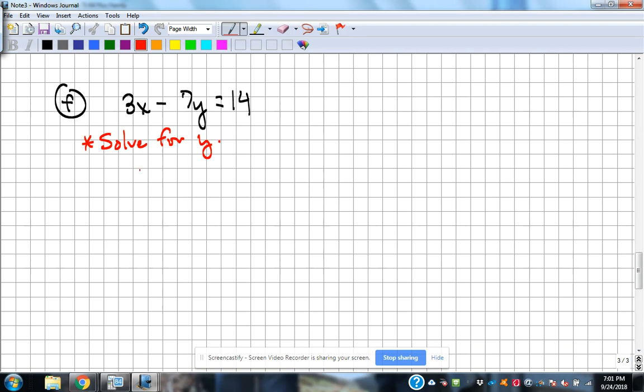That's what we do anytime we see that. So 3x minus 7y equals 14. And yes, we would subtract 3x to get it to the other side. There's negative 7y equals negative 3x plus 14. And this is where putting that x part first comes back. What's the last step to get y by itself?